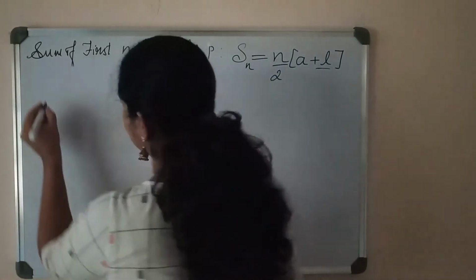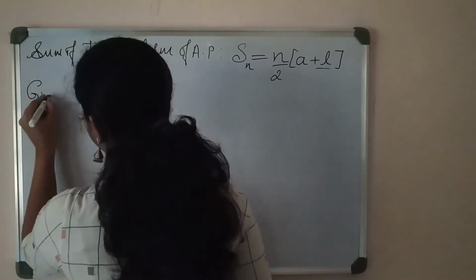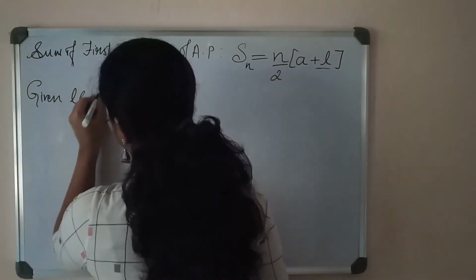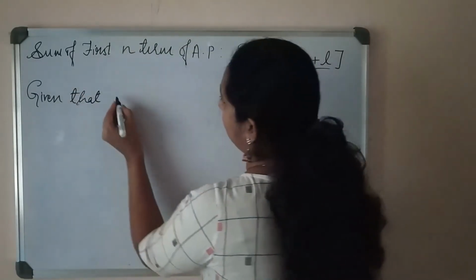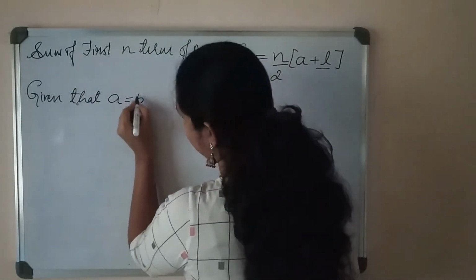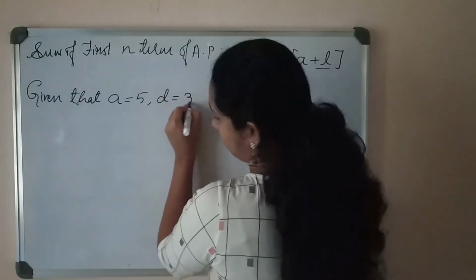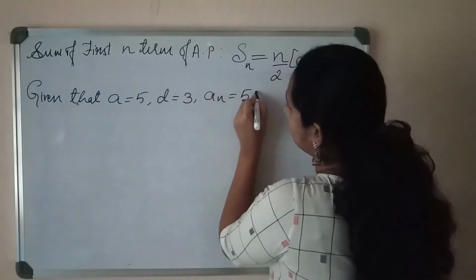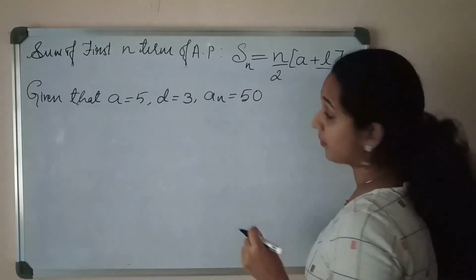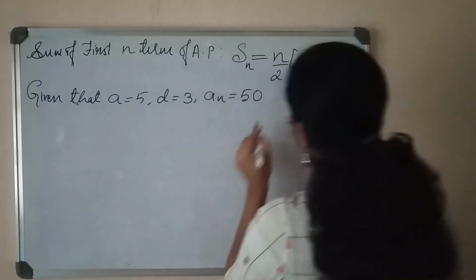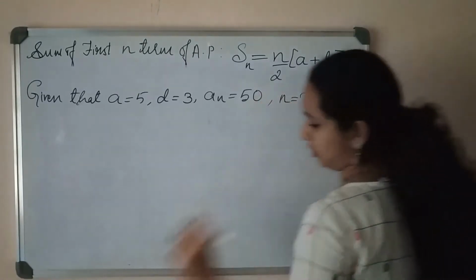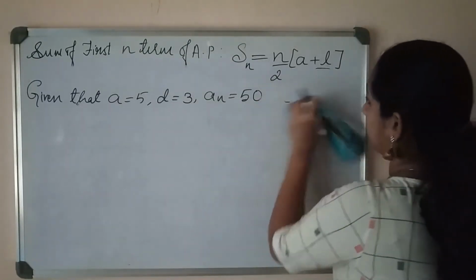So, given that A is equal to 5, d is equal to 3, an is equal to 50. Now, what do I have to find? I have to find n. Write the complete question.